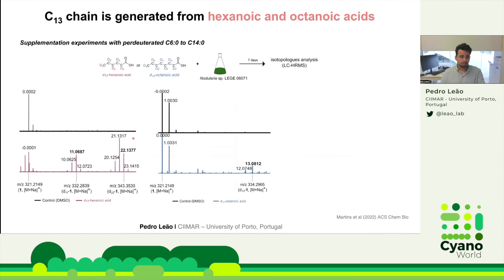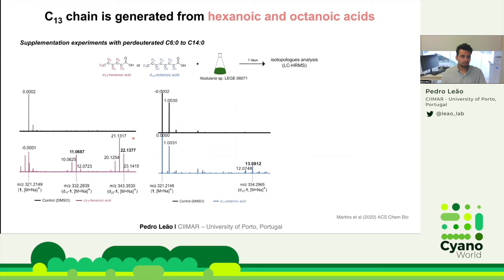So the first experiment that Teresa did was to try to see if fatty acids, or which fatty acids, would be incorporated into inoculin, using the same principle that I mentioned before, that you can feed these deuterated fatty acids to cyanobacteria, they're not going to degrade them. So you will see the label ending up in the final products, in this case, inoculin A.